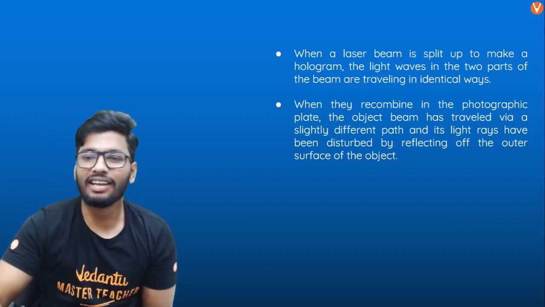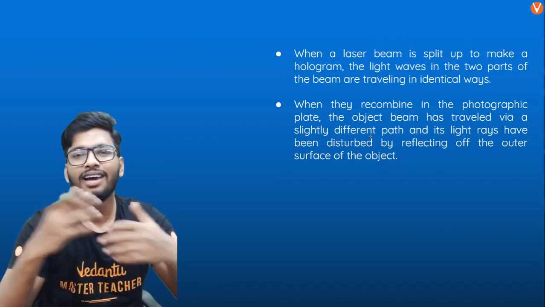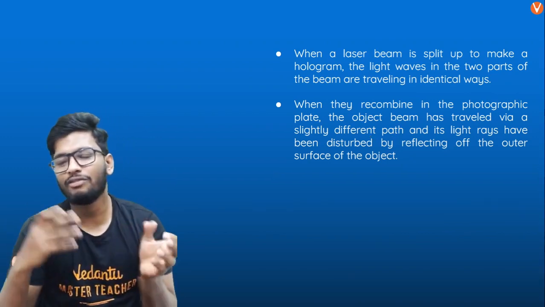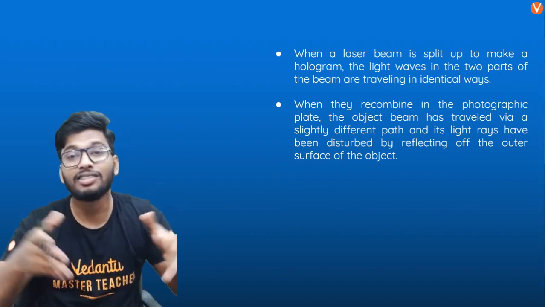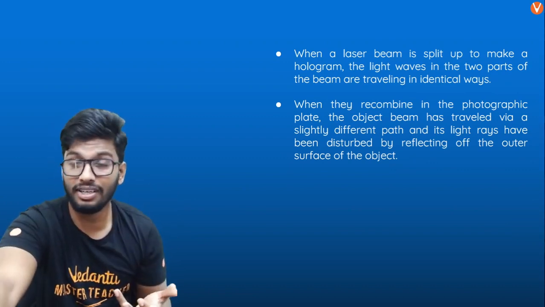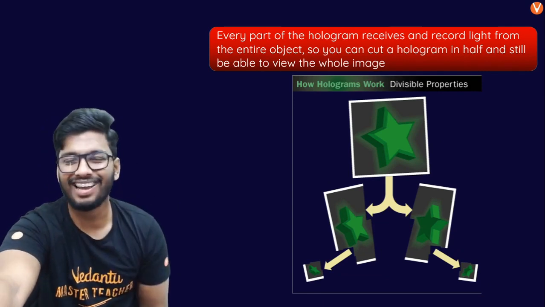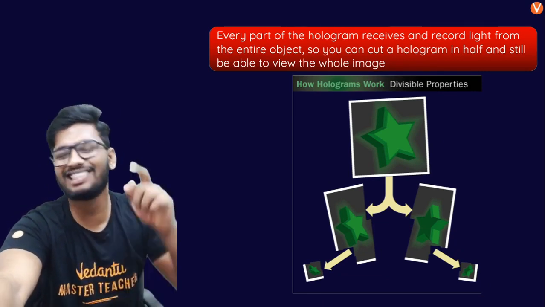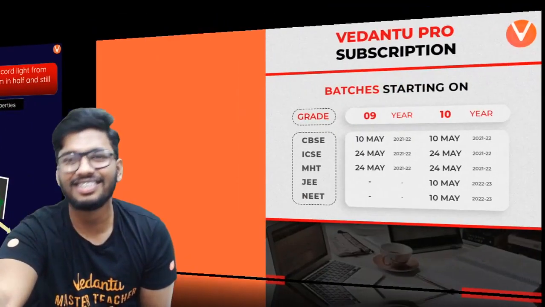So again, when they recombine on the photographic plate, the object beam has traveled a slightly different path, and the reference beam has traveled a slightly different path, and you get different kinds of interference patterns. Sometimes it overlaps, sometimes it cancels each other out, sometimes it might not intersect with each other at all. So there are a lot of different possibilities, and that is what makes it so beautiful to look at, right guys? And that is the principle of a hologram. The next time you see a hologram, think that it's no magic, it's just simple physics.